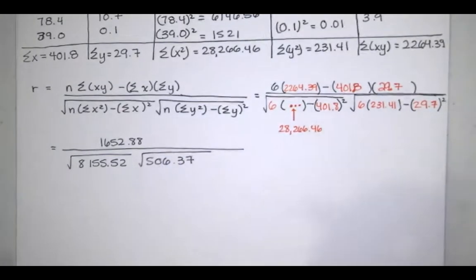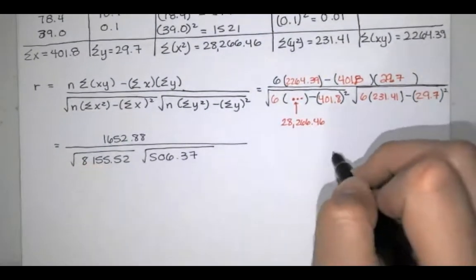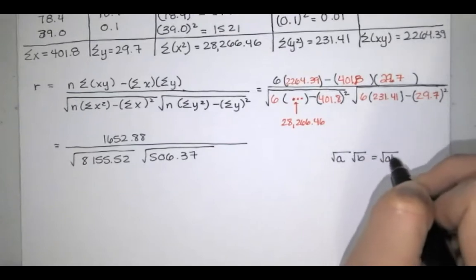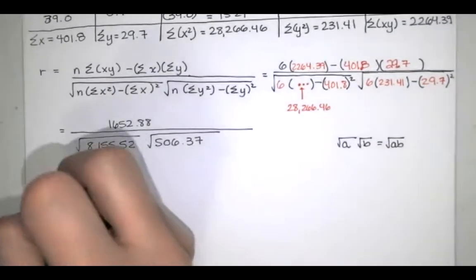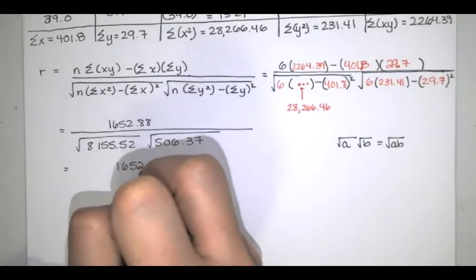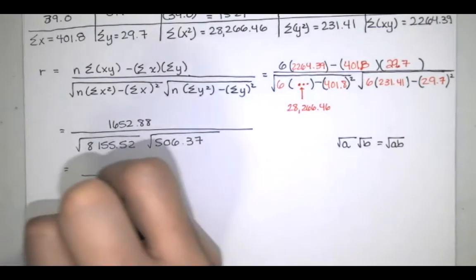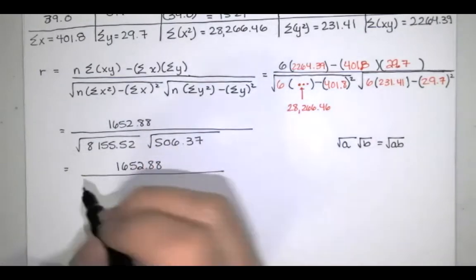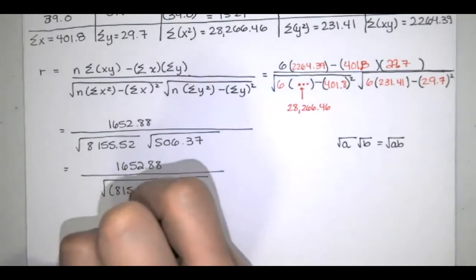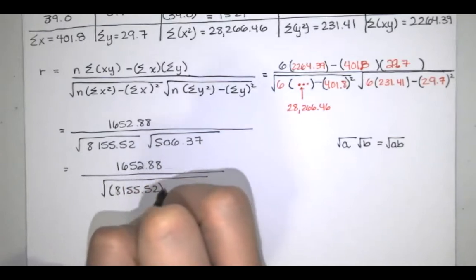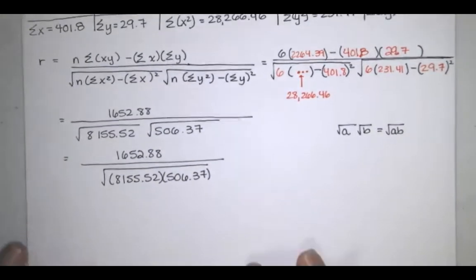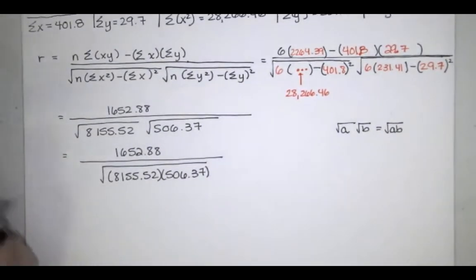506.37. And there's a fact from algebra: the square root of a times the square root of b is actually just the square root of a times b. So the simplest way for me to evaluate this in my calculator is this way. I'll take that 1,652.88 and I'll divide by the square root of this 8155.52 times 506.37. And that's going to give me my R value.